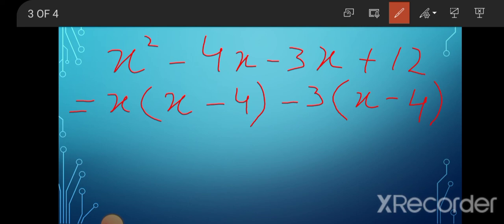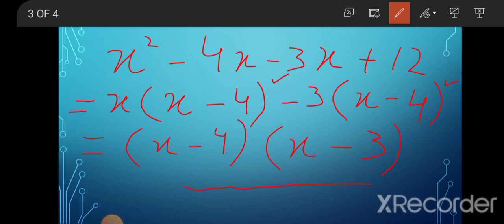Now in the last step, we once again look for a common term here. You can see x minus 4 is common between these two terms, so we can take x minus 4 common outside the bracket once again. From the very first term within the bracket we are left with x, and from the second term we are left with minus 3. So this is how we have made factors of the given quadratic algebraic expression.